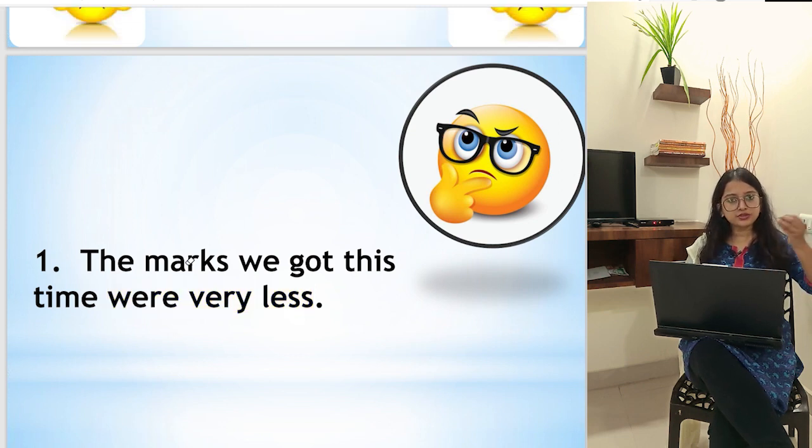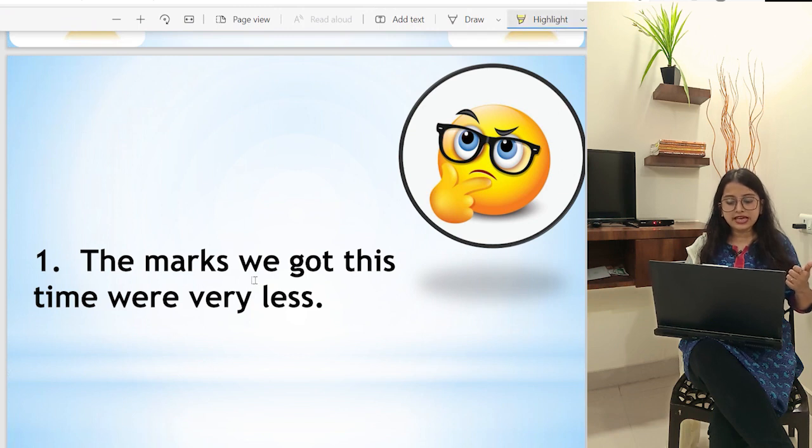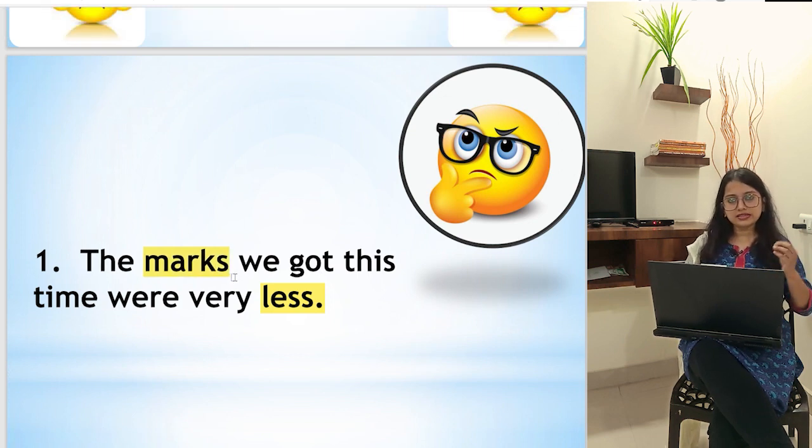So of course that subject verb agreement that we have done, marks is the subject, so the word should be plural, there is no mistake in it. Then what can be the mistake? Very less. So marks is countable, correct? We can count it. Less sugar, that is not countable, so less. But marks is countable, that means it has to be few. The marks we got this time were very few.